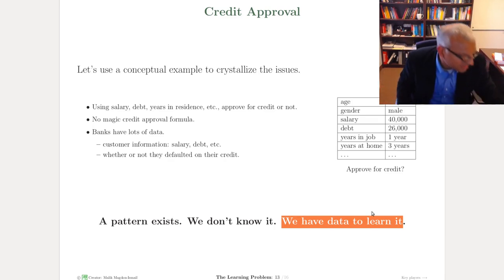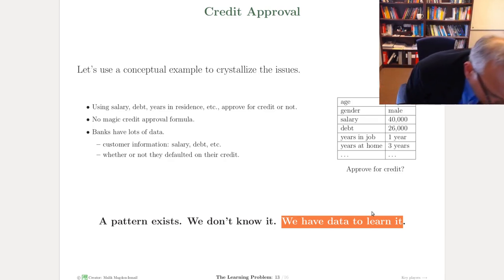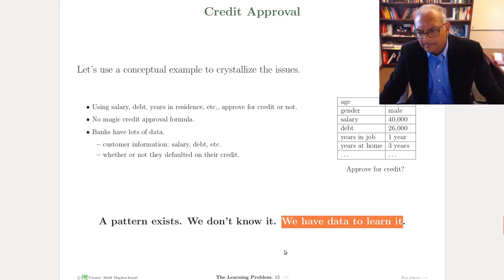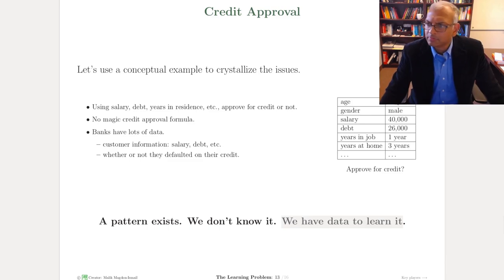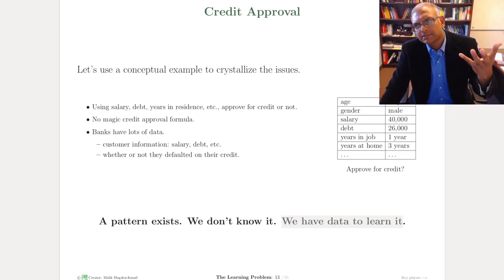Okay. Now let's pin this down mathematically, and I want to, in the process, also show you the other mode in which I'm going to be presenting material to you, which is sort of a blackboard lecture. Okay. So what we're going to do is we're going to now, within the context of this credit approval, extract the key players, and those key players are generic to any machine learning problem. So here we go, board lecture.